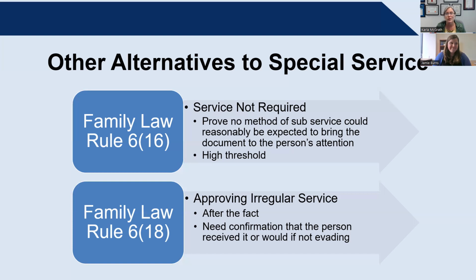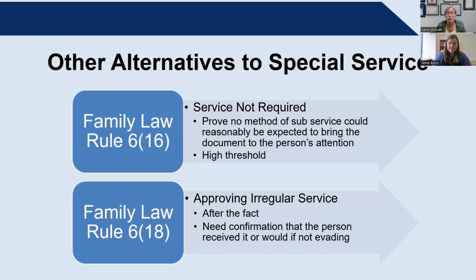To approve a regular service is quite similar to substituted service. You're doing it after the fact, though. So you have already delivered the documents to the person, and you have some confirmation. You can provide the court with some confirmation that the person received the documents, even though you did it improperly. Like, you sent it by regular mail, when obviously face-to-face personal delivery is the gold standard, that would be an example of what's required. You sent it by regular mail, and you now have confirmation that the person received it.